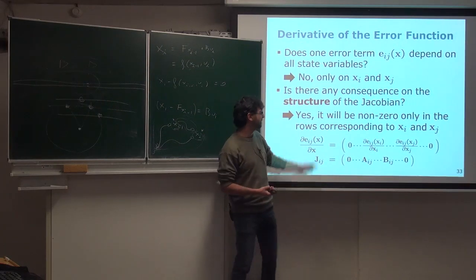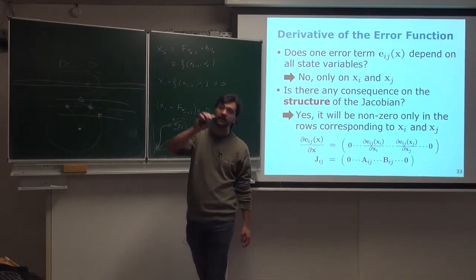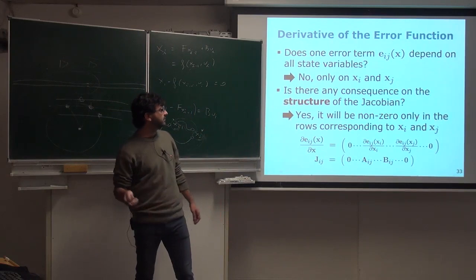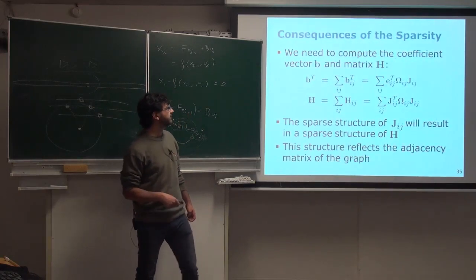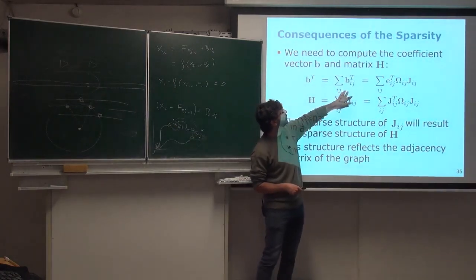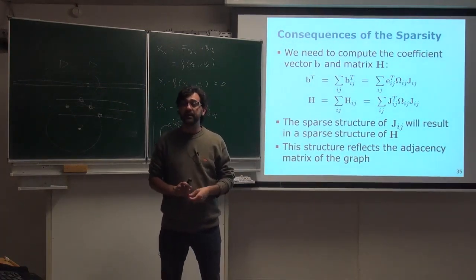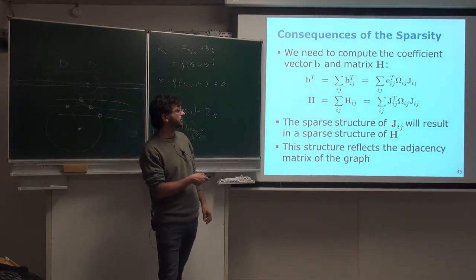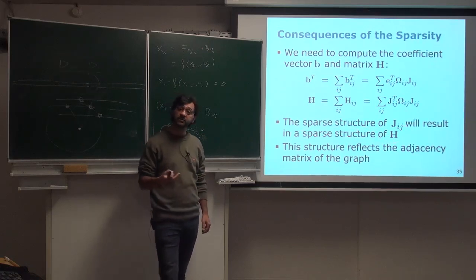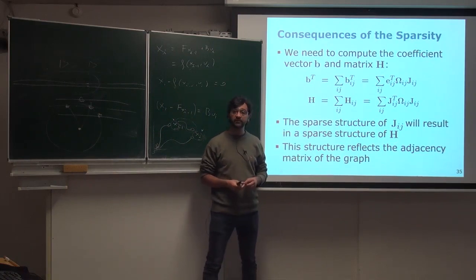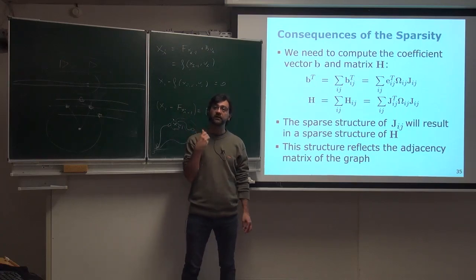Okay, so in case we have i and j, it's zero everywhere besides the block ij, the block i, and the block j. So this also implies that it is very sparse, and given this sparsity, when we need to then compute the b's and the H by summing everything up, we will see that the structure of the Jacobians makes a sparse structure also on the Hessian, so our H matrix. And this structure actually reflects the adjacency matrix of the graph.